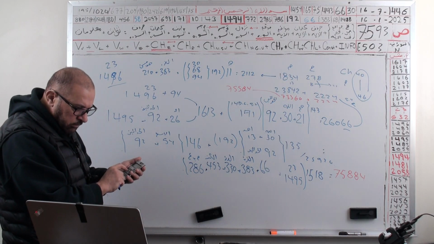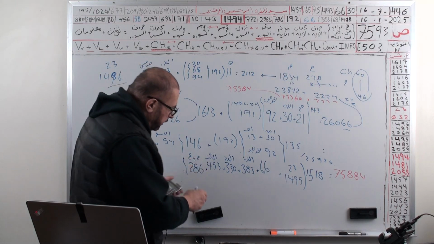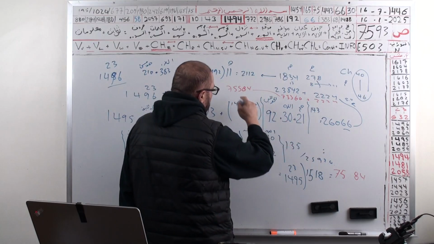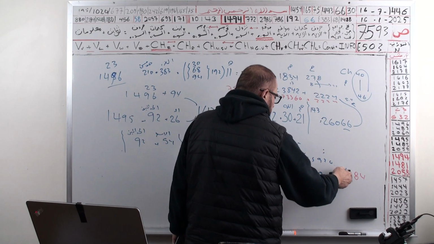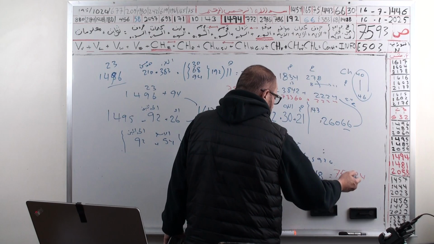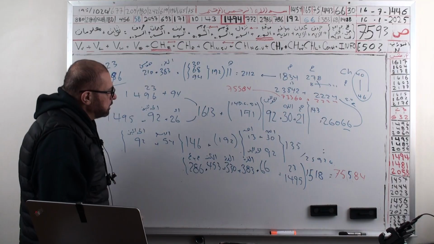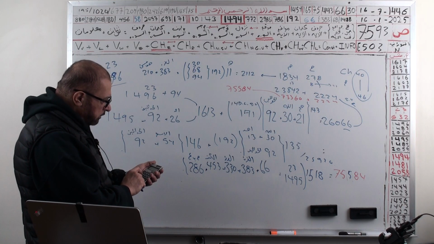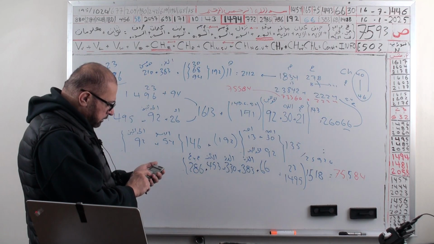Is that what I'm decoding for? No, this is wrong. 75584. No, wait, hold on, I'm sorry. 75584. Now, is this right? Yeah. Okay, 75584 in the memory.